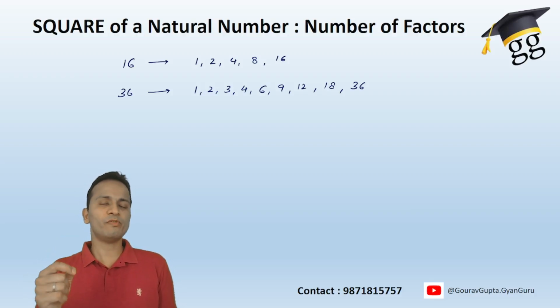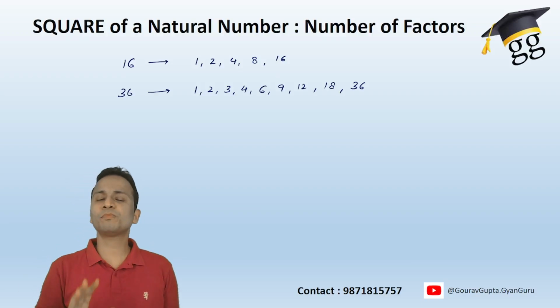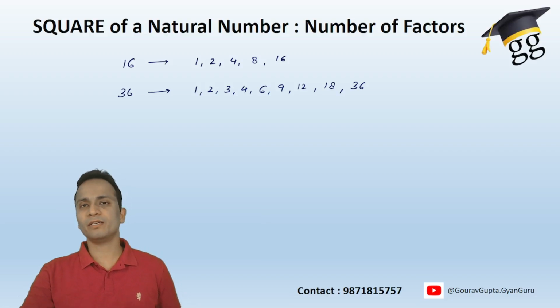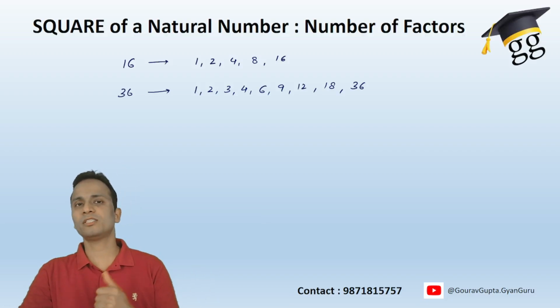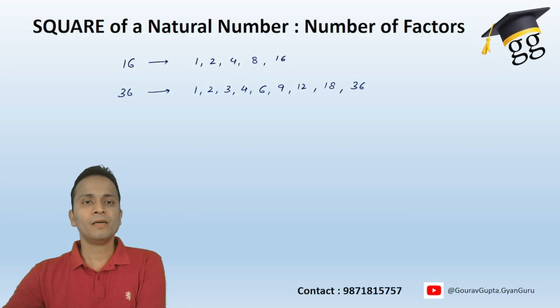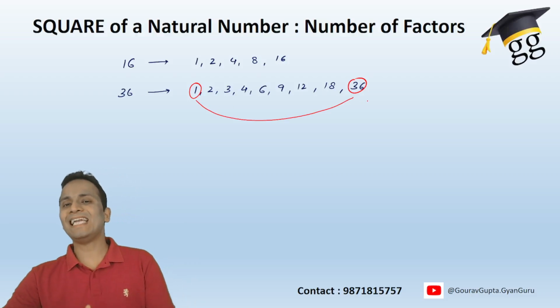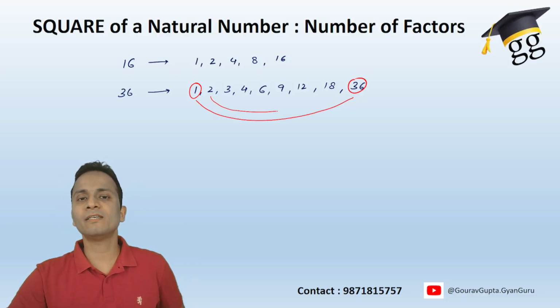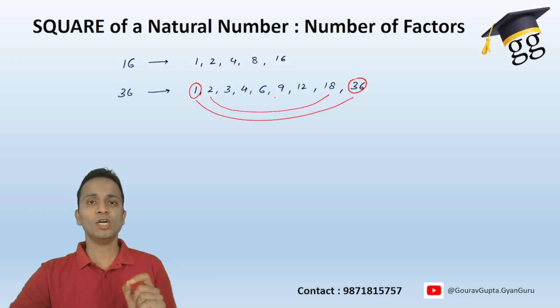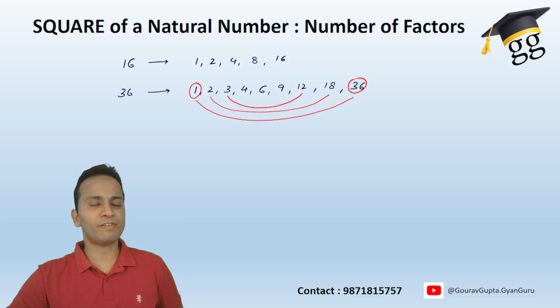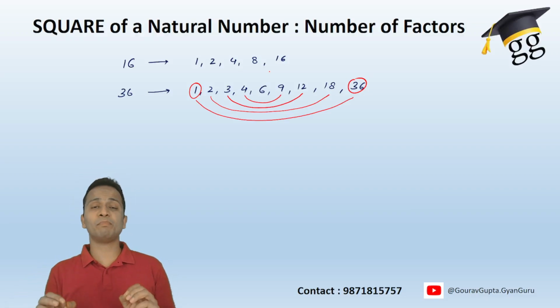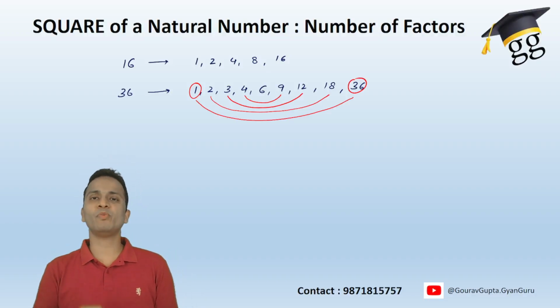Now, one very general thing that is followed by every number, not just perfect squares: if you write all the factors of any number in increasing order, from 1 up to the number itself, one peculiar thing can always be noticed. Look at the first factor and the last factor. The product of the first and last factor will always be the number itself. Similarly, the second and second last factor, the product of these two will again be the number itself. Third and third last, fourth and fourth last, and it will happen with every number.